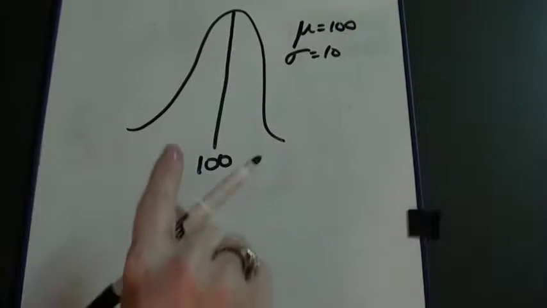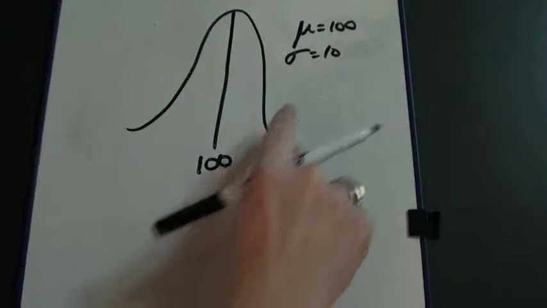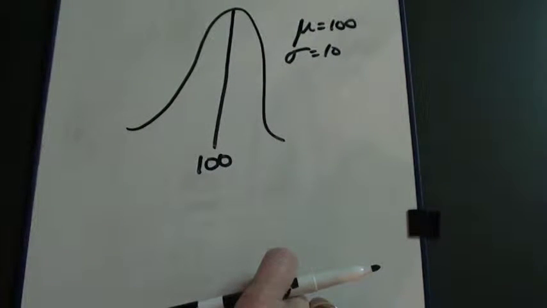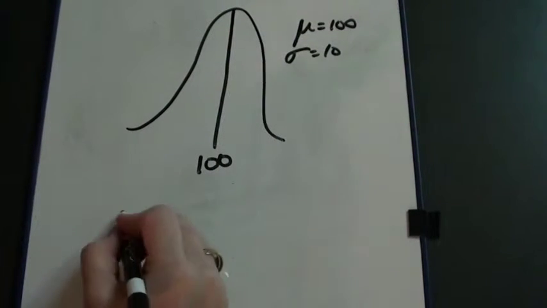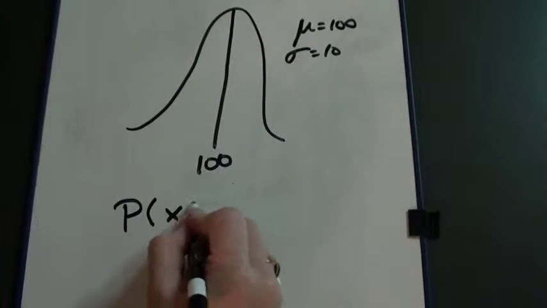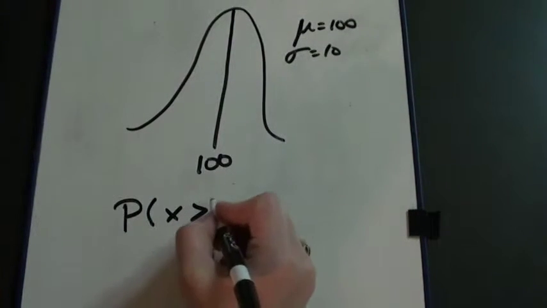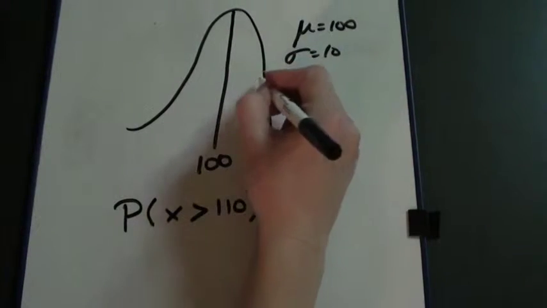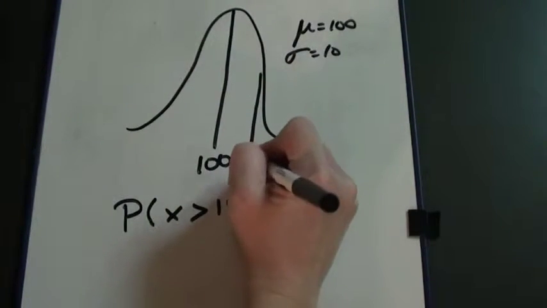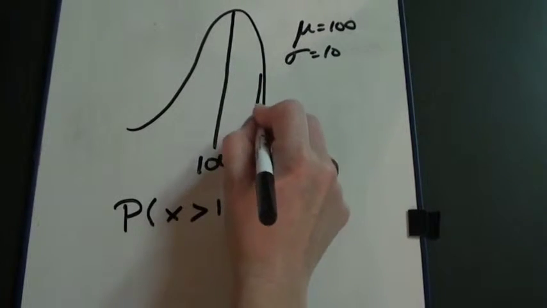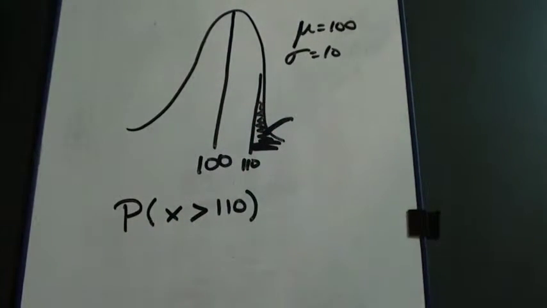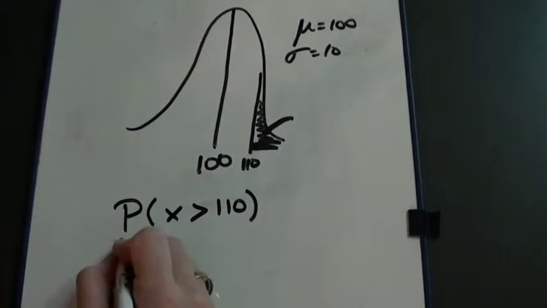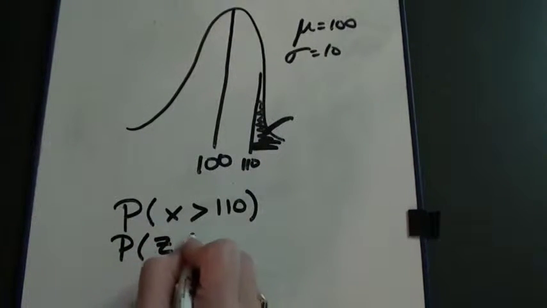Okay, I've drawn out the same curve that I had before using the same mean of 100 and standard deviation of 10. And let's say this time we want to find out the probability that x is greater than, let's say, 110. Whenever you're doing this, the first step is always to convert your x into a z. So 110 is right here. We want the probability of being greater than, so we're looking for this probability right here. We know it's going to be a kind of small number.